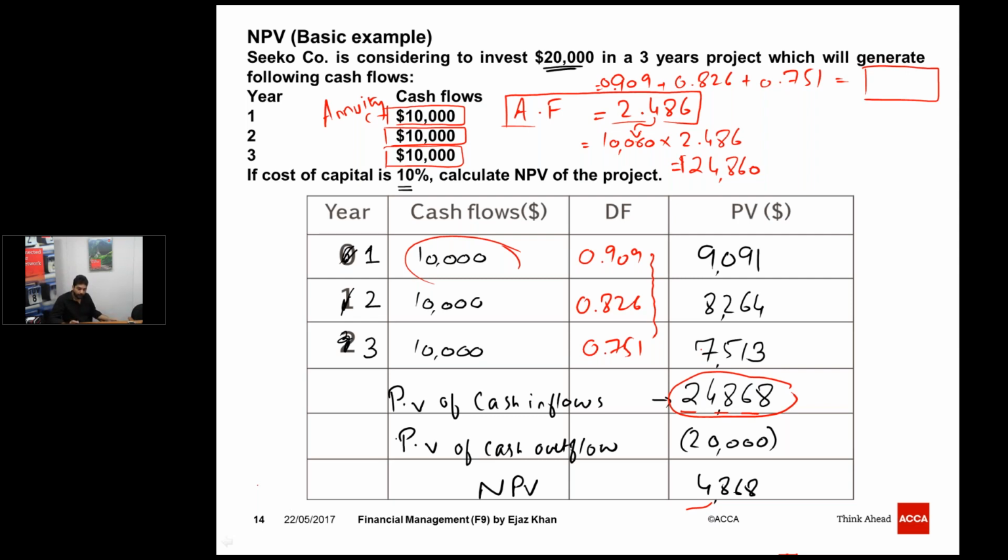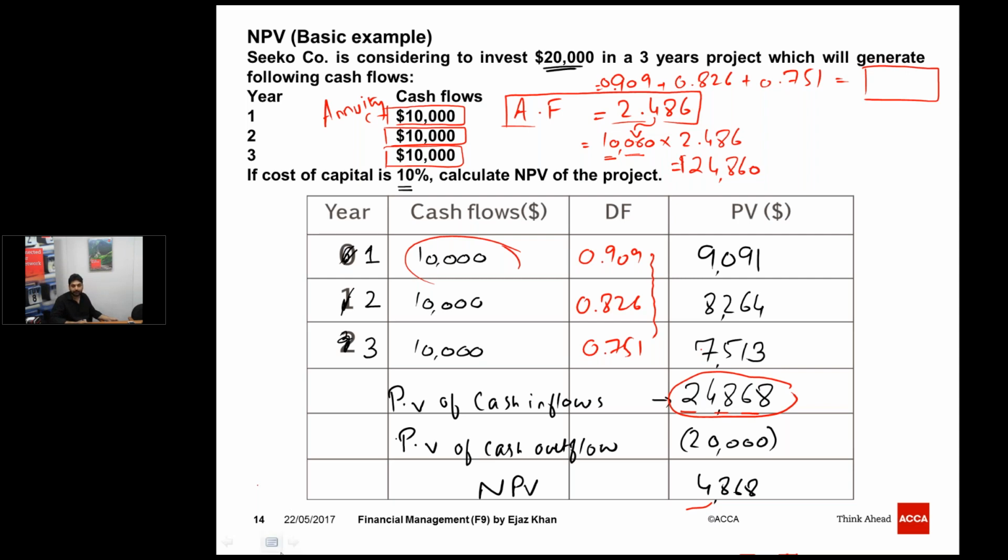But remember, we can't do this for a project which has different cash flows in every year. So remember this, we can only multiply the annuity factor in case we have an annuity. So we'll multiply the sum of the discount factors, that is the annuity factor, with the annuity, and we'll get the present value. Now, do we have any table showing annuity factor?